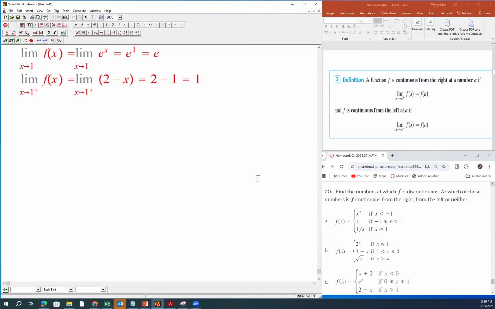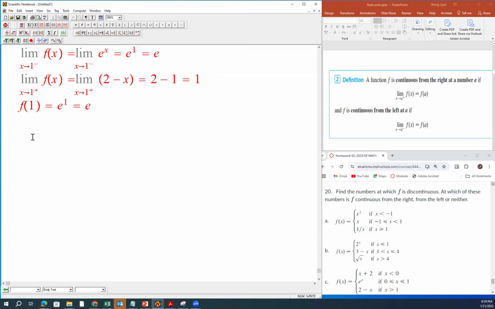So we have another point of discontinuity, but we also want to check the left continuity and right continuity, isn't it? So let's evaluate f of 1. What is f of 1? For x equals 1, we need to substitute into e to the power x. So e to the power of 1 equals e.